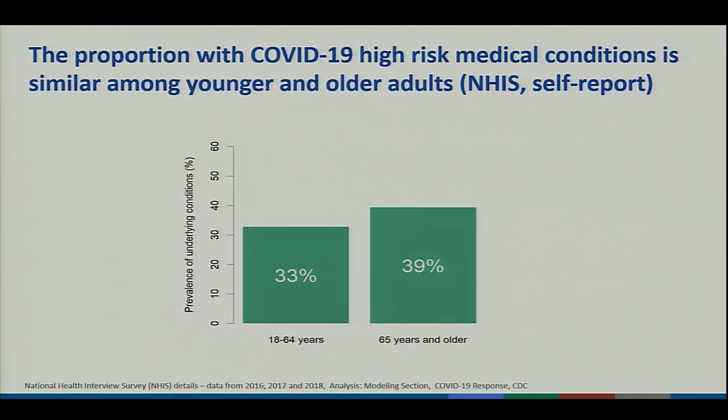The proportion of the population with COVID-19 high-risk medical conditions is 33% among younger adults and 39% among older adults, according to self-reported data from the National Health Interview Survey. Next.